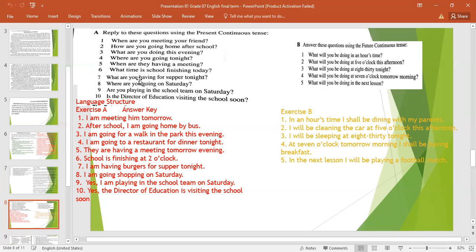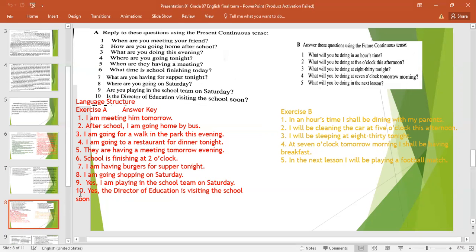Present continuous. Number seven, what are you having for supper tonight? I'm having burgers for supper tonight. I am having burgers. This is present continuous. Number nine, are you playing in the school team on Saturday? The answer is, yes, I'm playing in the school's team on Saturday. I'm playing, this is present continuous, dear students.